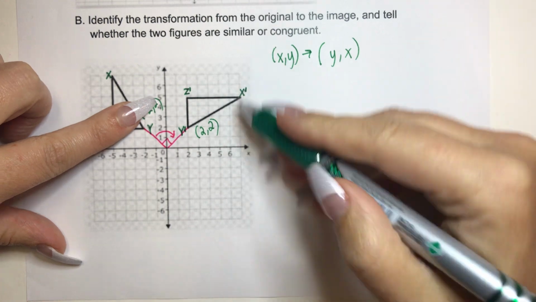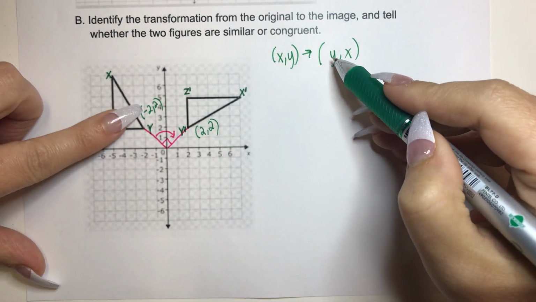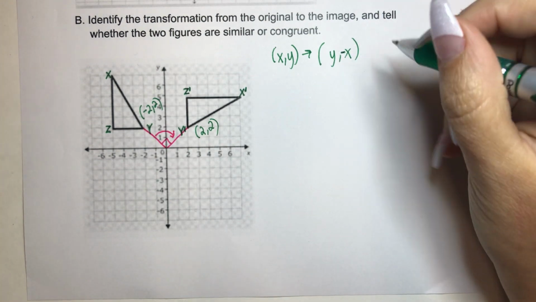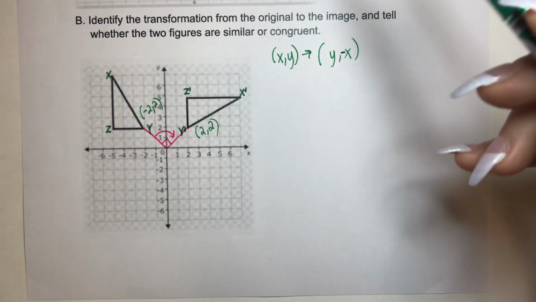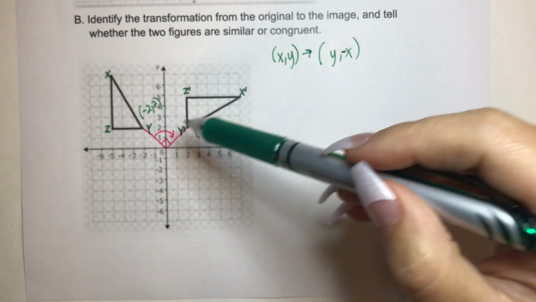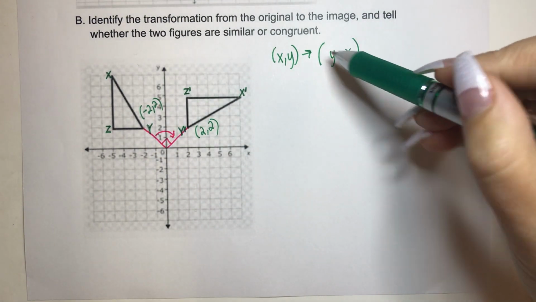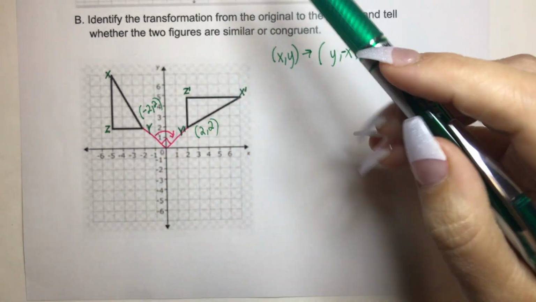So the y goes to the y, and then the x is negative, and then it becomes positive, so that it's a negative x right there. Okay, so that's the rule for a 90-degree rotation about the origin clockwise. So let's see if this is the same true for all of the other vertices.